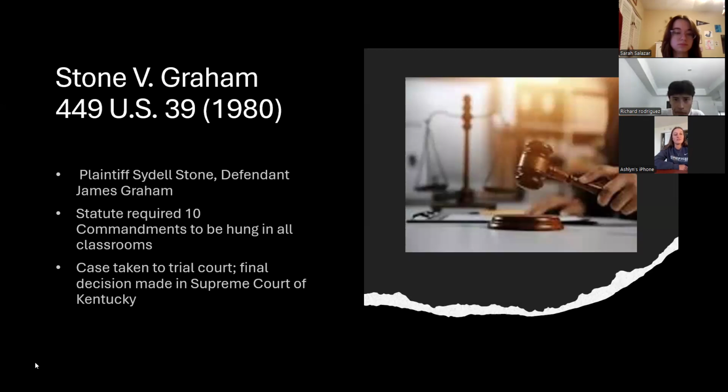It was argued that the Ten Commandments are historical, and that they are a good set of moral rules to live by. It was also argued that it was not a violation of the Establishment Clause, because the commandments were not being read or taught, they were only posted on the wall. Upon further examination from the Supreme Court of Kentucky, a different result was reached on November 17, 1980.